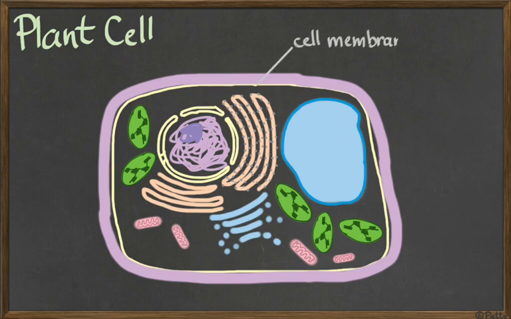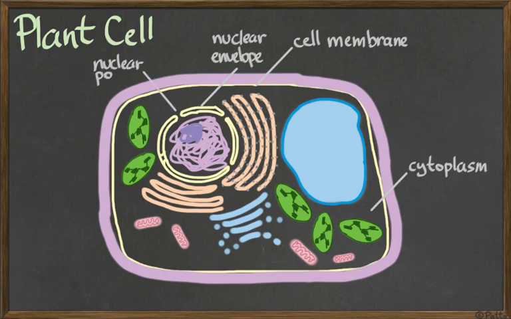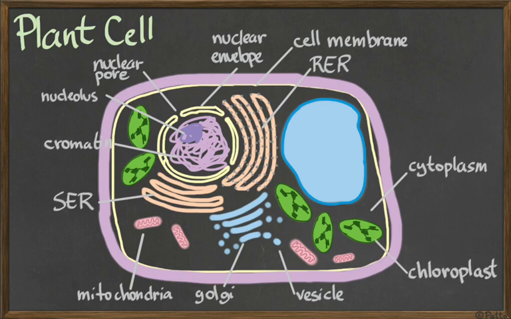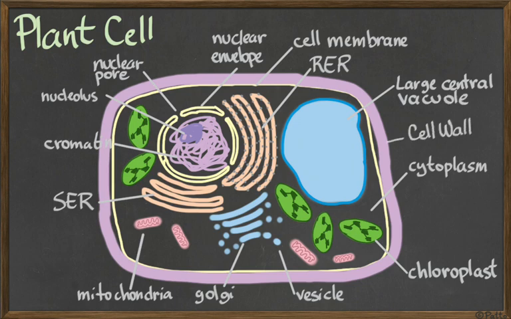So the names are here: the cell membrane, the cytoplasm over there, the nuclear envelope, the nuclear pores, same thing as before, the chromatin, the nucleolus, the rough endoplasmic reticulum, smooth endoplasmic reticulum, the mitochondrion, all the same. What's new? Oh, sorry, Golgi also all the same. Vesicles all the same. What's new here is the chloroplast. What's new here is the large central vacuole. And what's new here is a cell wall.